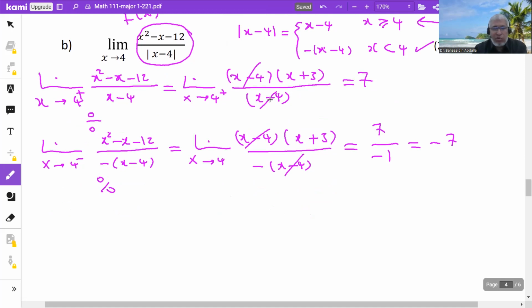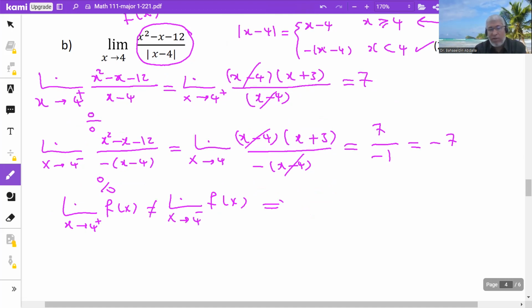So what is the conclusion? The limit of f of x when x approaches 4 from the right is not equal to the limit of f of x when x approaches 4 from the left. So this means that the limit of f of x when x approaches 4 does not exist.